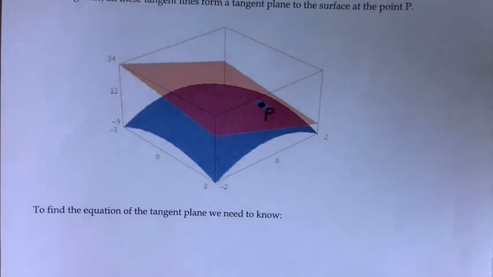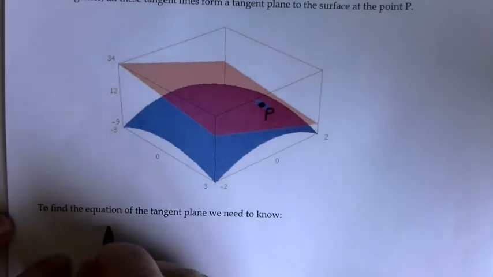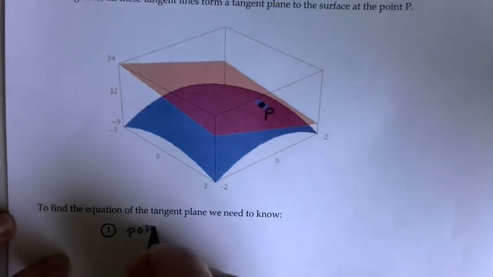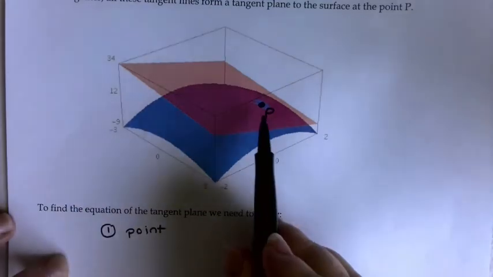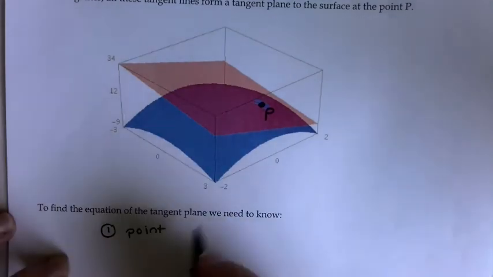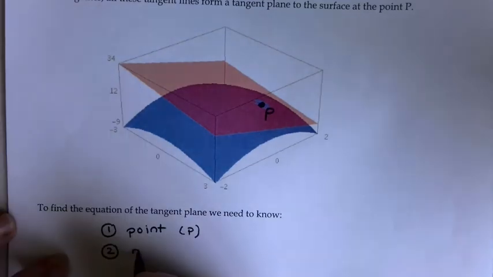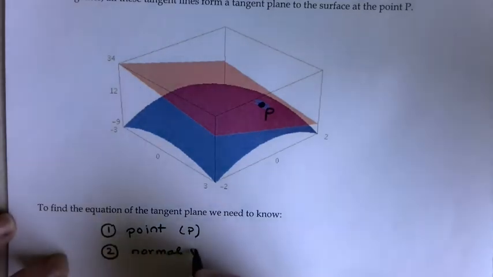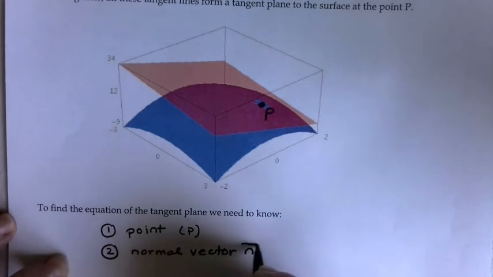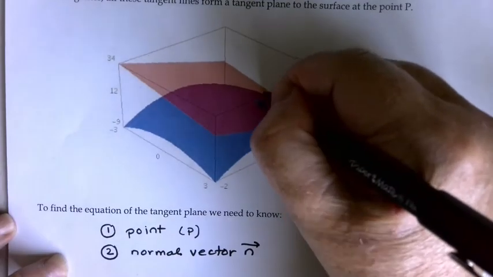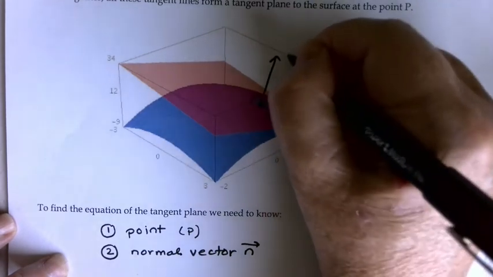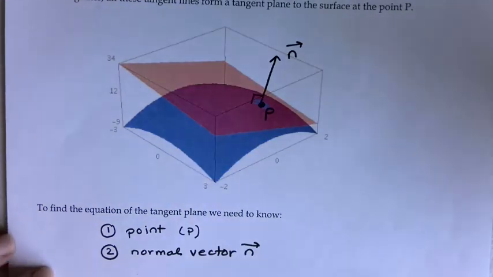To find the equation of the tangent plane, what do we need to know? Well, the same two things that we need to know to find the equation of any plane. We need a point, and typically that's no problem because it almost has to be given to us. It's the point P, the point of tangency. And secondly, we need a normal vector. So I need to find this vector n that's perpendicular or normal to that plane at the point P.